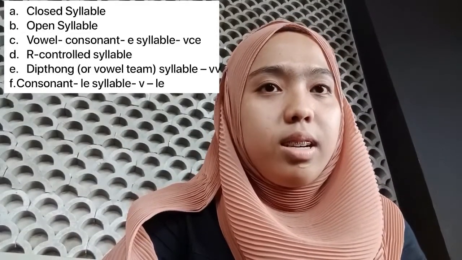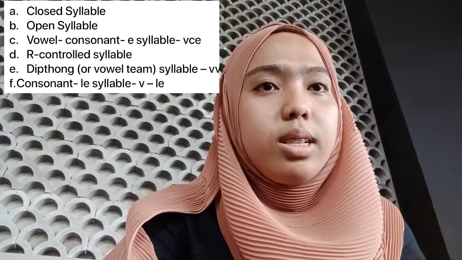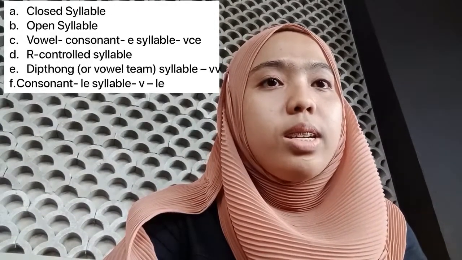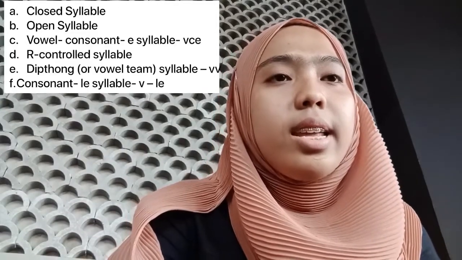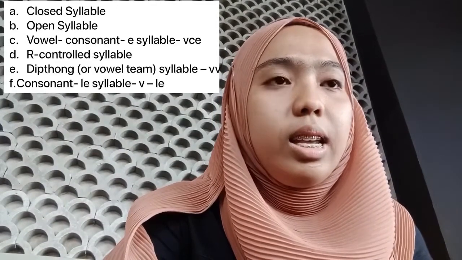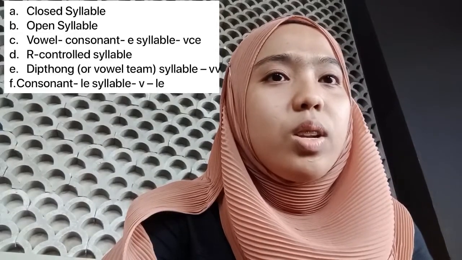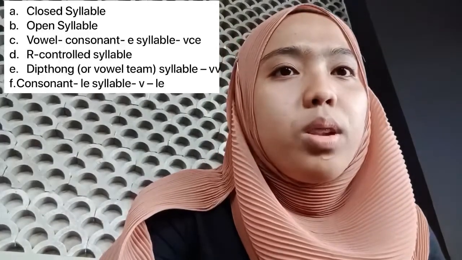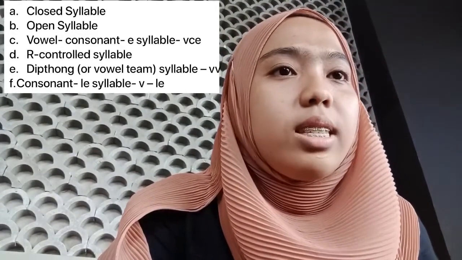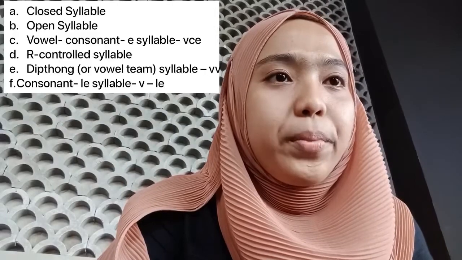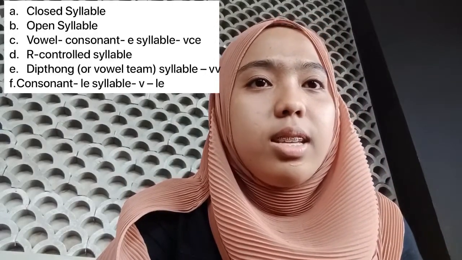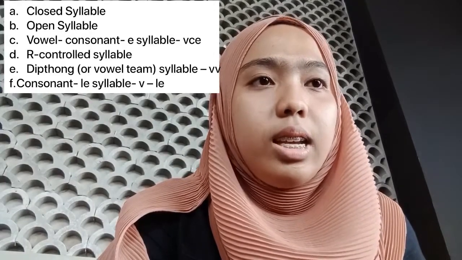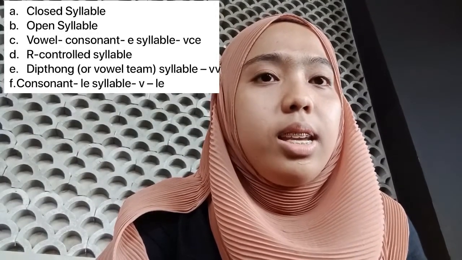And for the third, the vowel consonant E syllable, or VCE. Vowel consonant E syllables end in a final silent E with a consonant just before the silent E. This silent E makes the vowel before it have a long sound. Examples include home, fine, cute. This syllable type is called many things, such as silent E, needy E, sneaky E.